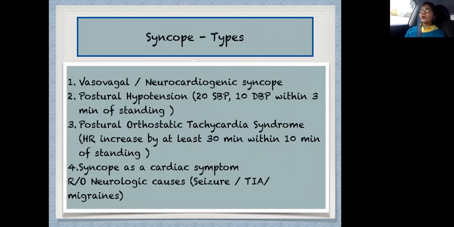So the common types include vasovagal or neurocardiogenic, postural hypotension, postural orthostatic tachycardia syndrome, or syncope as a cardiac symptom. Primarily, what we have to do is to rule out neurological causes also when patients present with such a history. Some of them will give you a clear cut history that, okay, this can only be cardiac. And some of them will be very clear cut from the history itself that, okay, this is neurological, and then you don't need to do additional workup for them. But if the history is not clear cut, then you might have to investigate on either side, for neuro as well as cardiac issues.